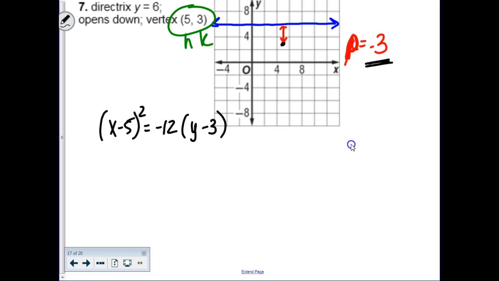Ta-da! You have a short book assignment. I gave you a packet of bookwork to work in. It's just part 1 of the book assignment. We're going to continue parabolas on Monday.